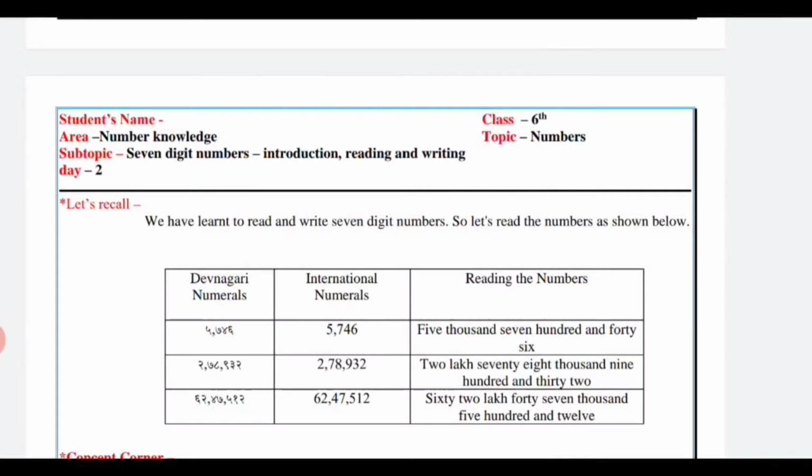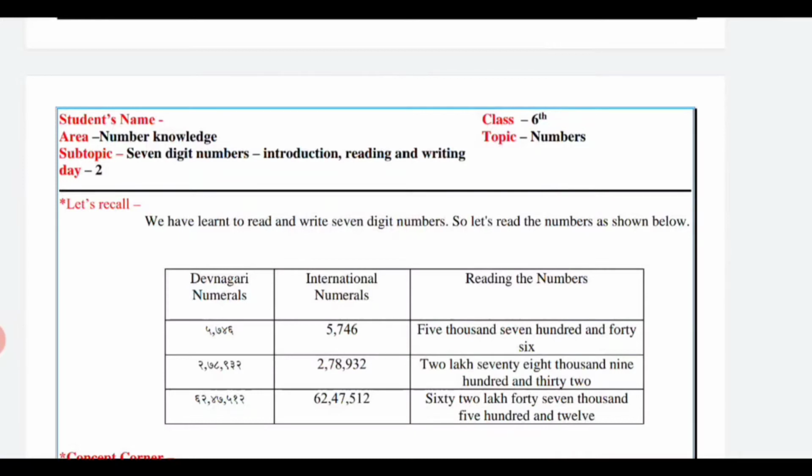So what is there in the recall? We have learned to read and write 7-digit numbers. So let us read the numbers as shown below. You all know how to read the numbers, how to write them in Devanagari and international numbers.